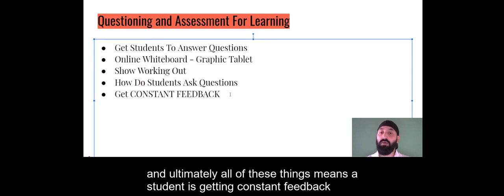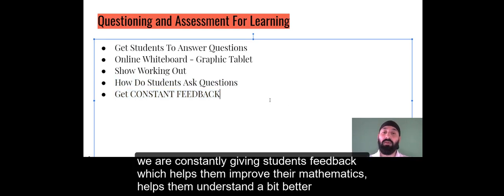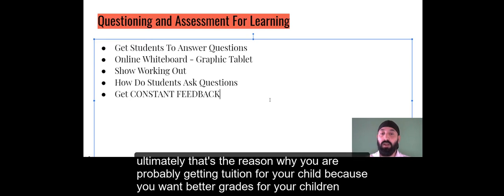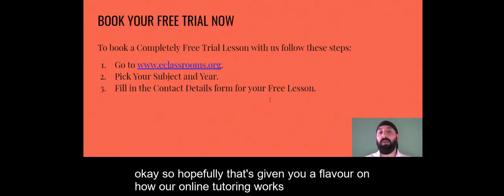And ultimately, all of these things mean a student is getting constant feedback. We are constantly giving students feedback, which helps them improve their mathematics, helps them understand a bit better, and ultimately that will result in better exam grades, which is what we're all after. Ultimately, that's the reason why you are probably getting tuition for your child, because you want better grades for your children. Okay, so hopefully that's given you a flavor on how our online tutoring works.